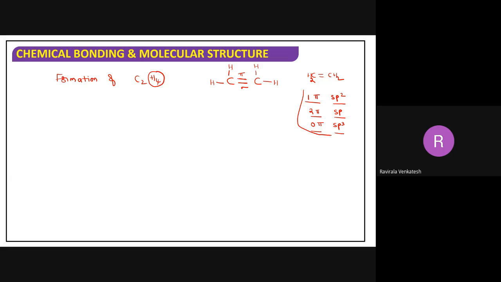Now tell me, what is the hybridization of C2H4 based on this concept? Sir, sp2. Ethene or ethylene? Ethylene is a common name, whereas ethene is the IUPAC name. So definitely one pi bond is there, sp2 hybridization. Now I have to explain this structure here.